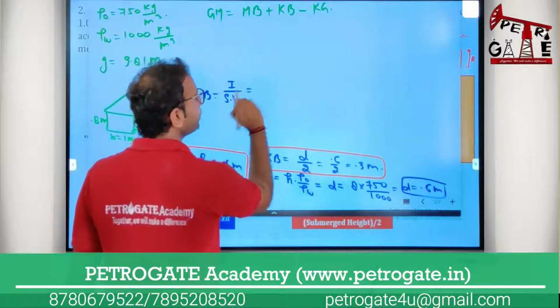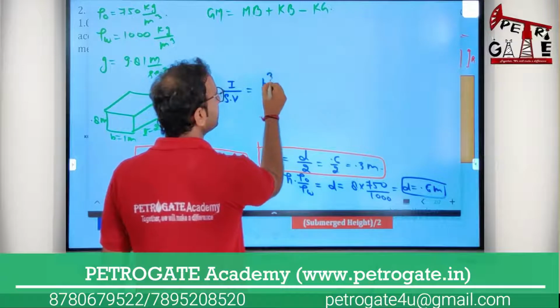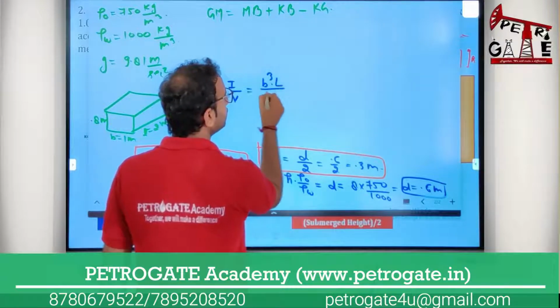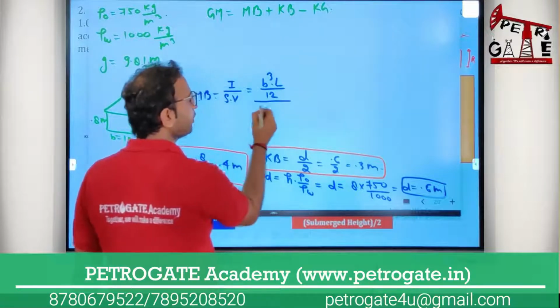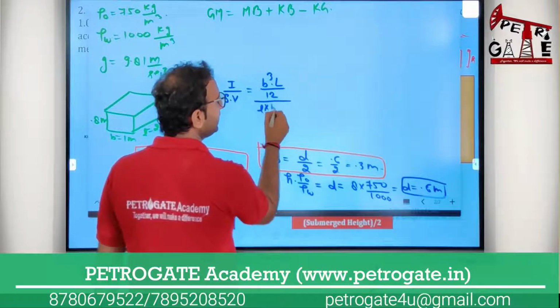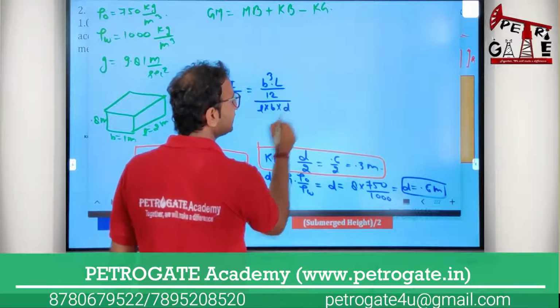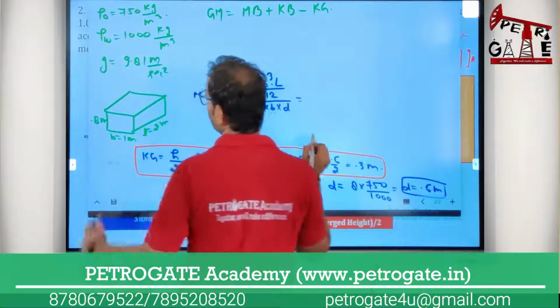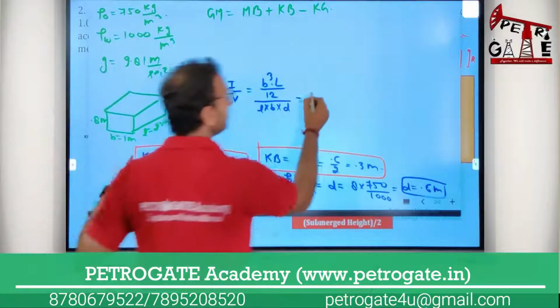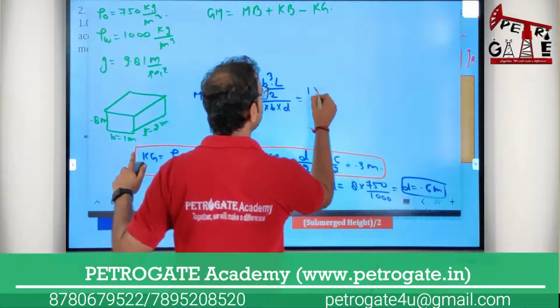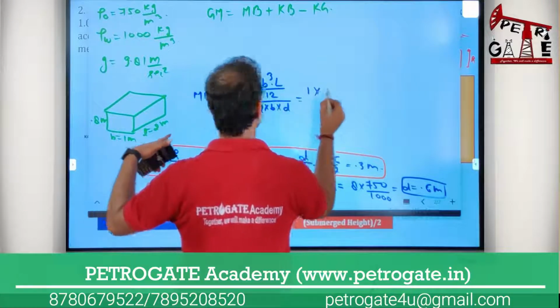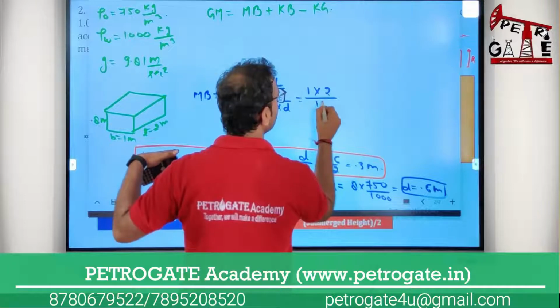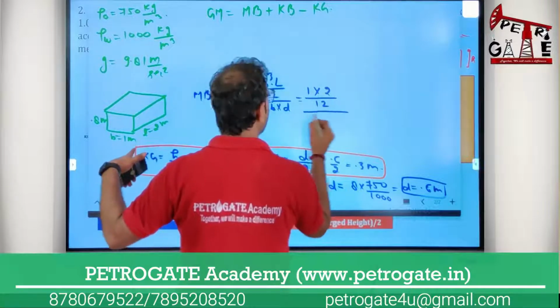No problem. Moment of inertia means B to the power 3 into L upon 12, and submerged volume is what? Submerged L into B into submerged height, that is your D. No problem. So I will do the calculation. B to the power 3. B is what? 1 meter cube. 1 meter cube is 1, multiply L. L means 2, no problem, upon 12 you have the submerged volume.